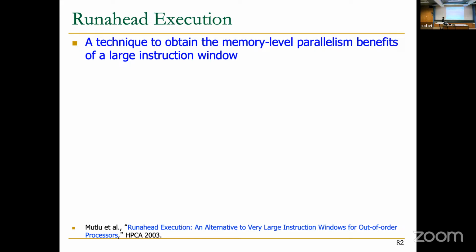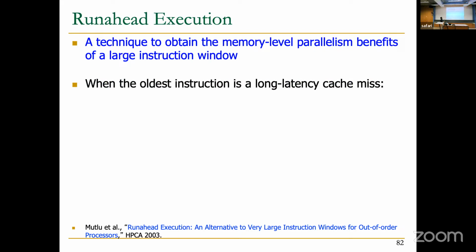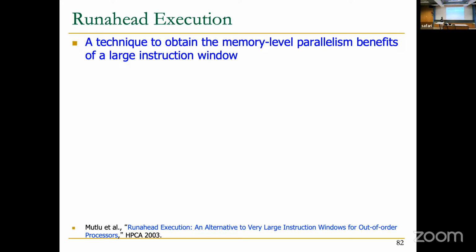But if you try to create a wide out of order processor, it's not that easy in terms of processor complexity. It's not that easy in terms of power and area also, because they increase. So that's the context when run-ahead execution was proposed. As the name suggests, it's an alternative to a very large instruction window for out-of-order processors.